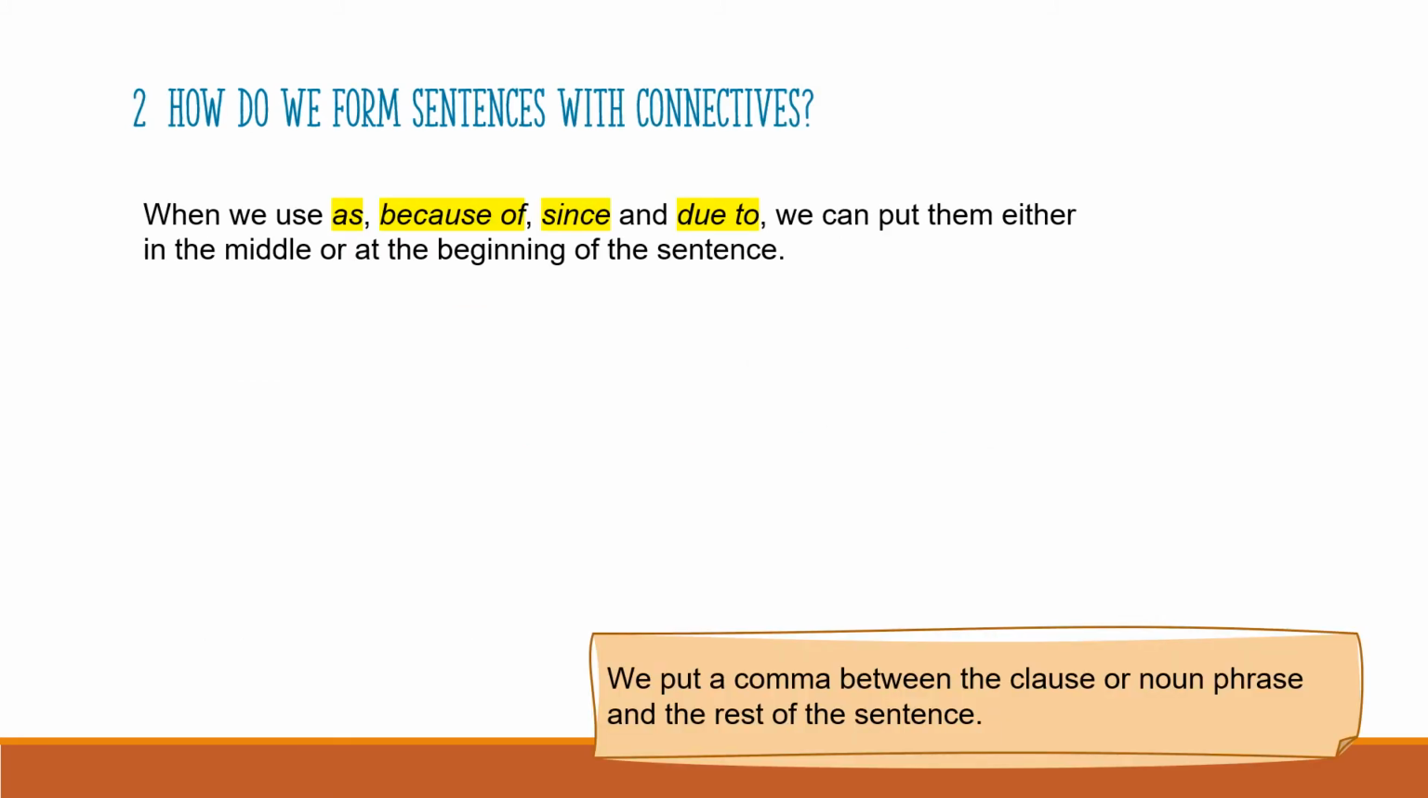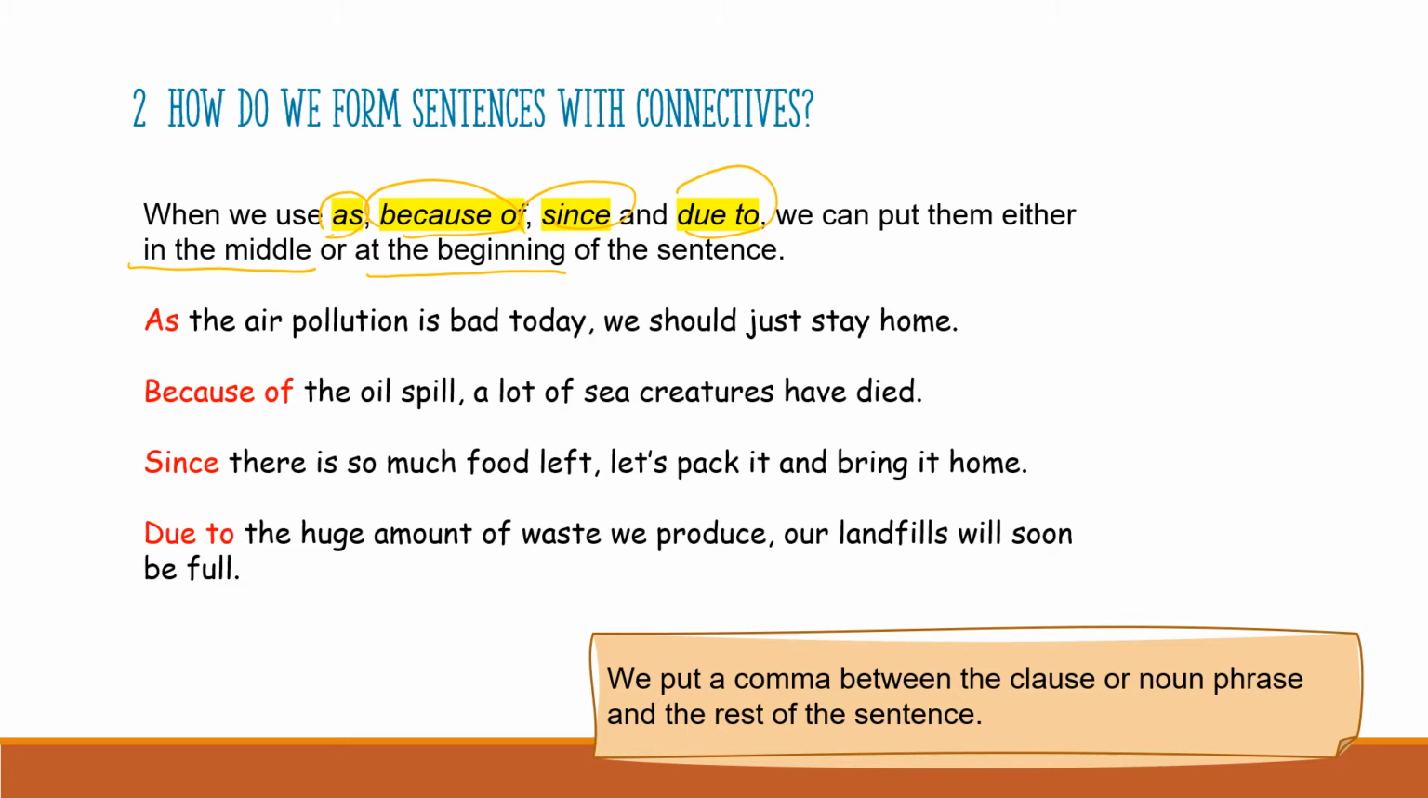When we use the connectives as, because of, since, and due to, we can put them either in the middle of a sentence or at the beginning of the sentence. In the previous examples, the connectives are in the middle of the sentences. How can we put them at the beginning of the sentence? Let's take a look at some example sentences.